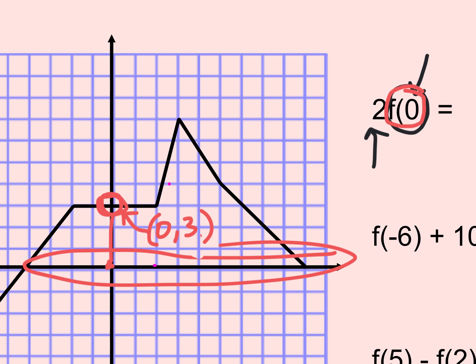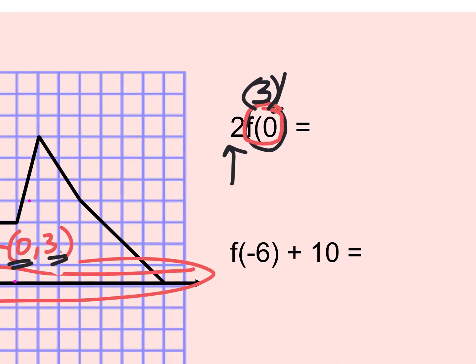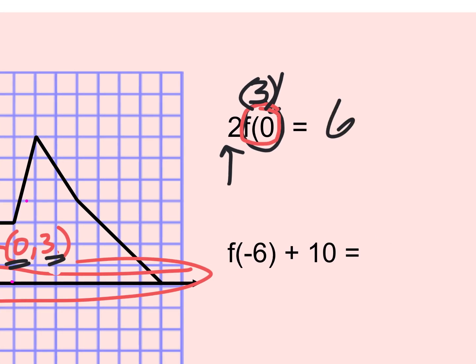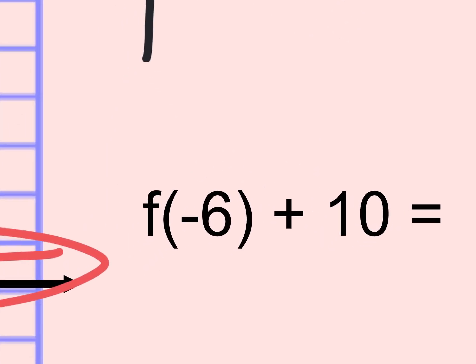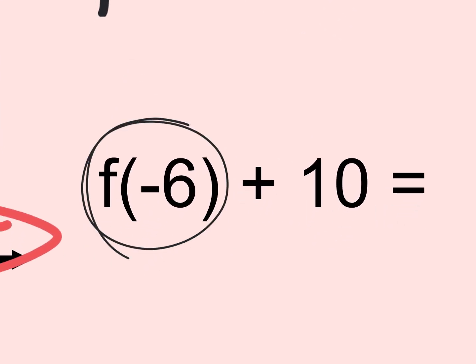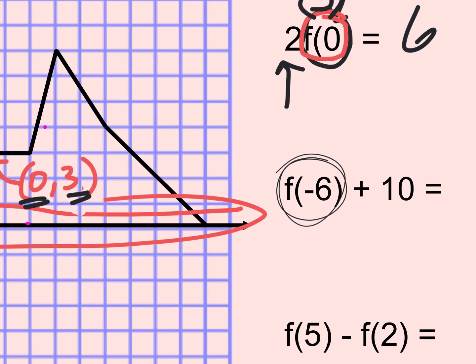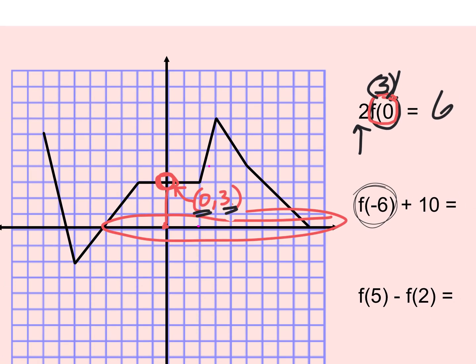So I just figured out f of 0. F of 0 is 3. You put the 3 here. 2 times 3 is 6. Who had 6? Raise your hand if you had 6. All right, good. Cool. This one, first you just figure out f of 6. And whatever it is, you add 10 to it. F of negative 6. Go to negative 6. 2, 3.